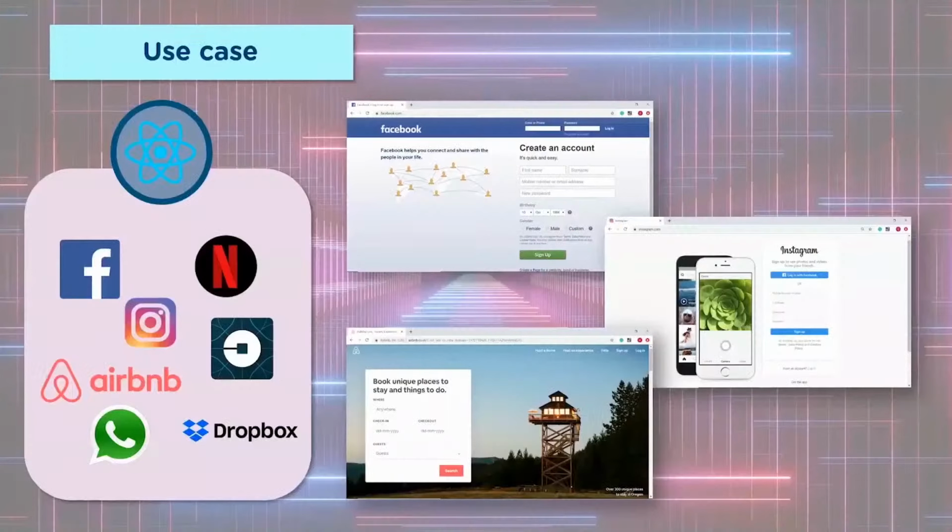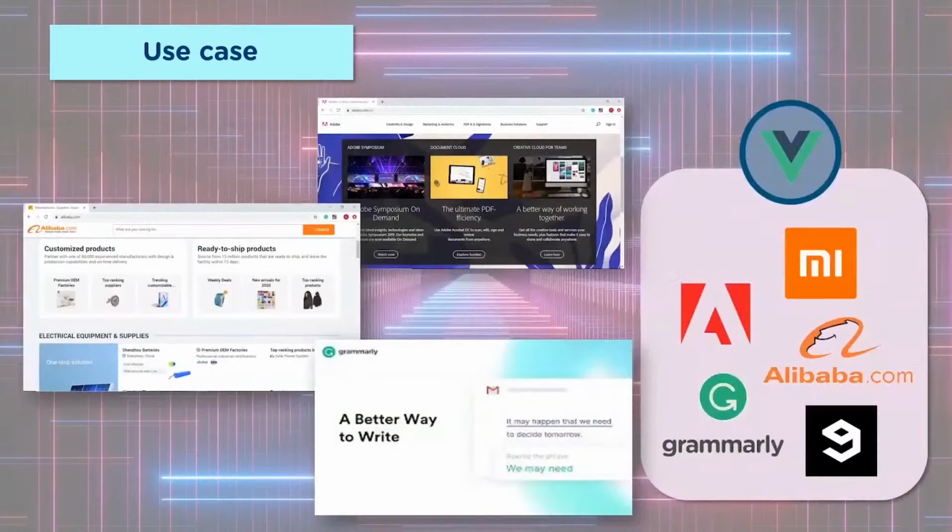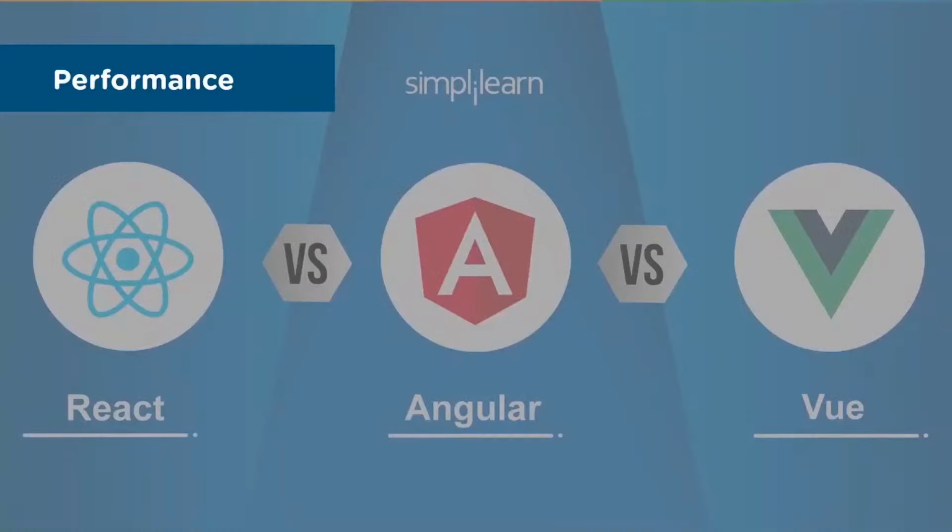In terms of React, we have top websites like Facebook, Instagram, Netflix that use React. On the other hand, we have Angular that is used by Nike, HBO, Forbes, Sony. And Vue is commonly used by Alibaba.com, Grammarly, 9gag and Adobe. Moving on, we have performance. Now performance is a very crucial feature.